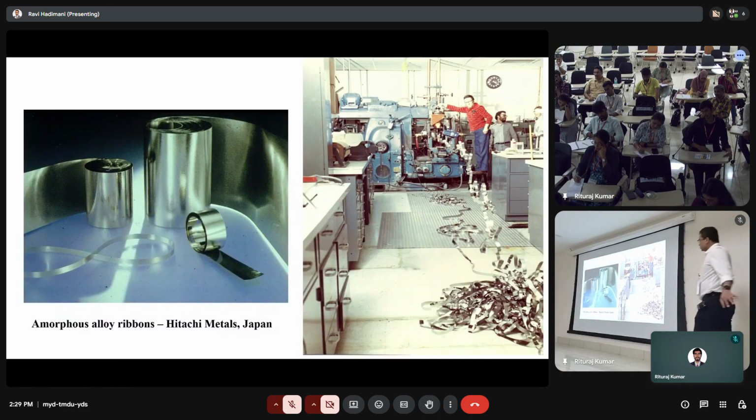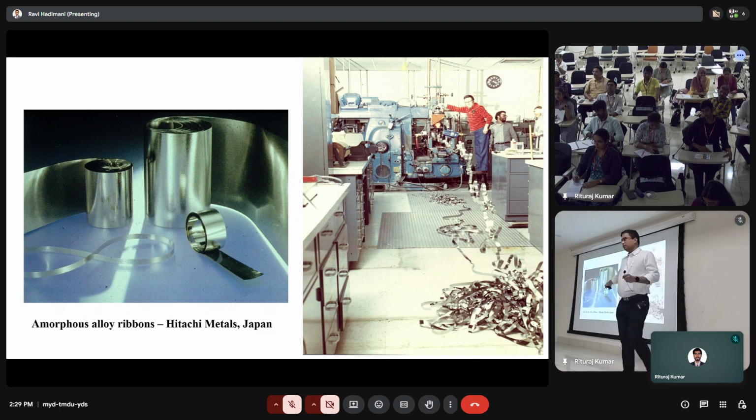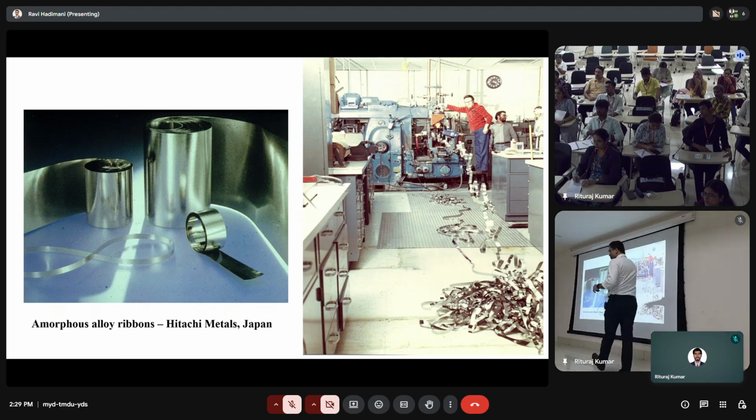When you get the ribbons out of this molten process, this is how they look. They are still metallic in appearance. It's shiny and strong, but it's amorphous in nature, and it's not crystalline. So if you take it to XRD, what do you see? If you take an XRD measurement on this, what do you see? Any answers?